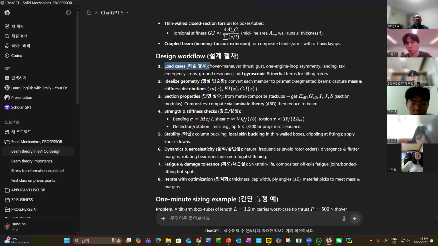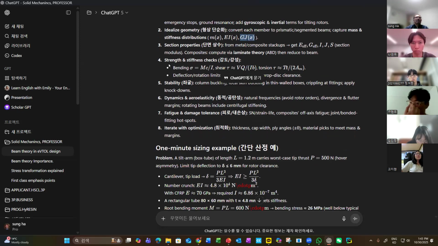So we always need to start by identifying the load and idealizing the geometry. That is called the modeling procedure. And then get EI as a function of x, and GJ for torsion. I didn't mention the torsion, but the structures can twist like this, not only bend. And see the strength and stiffness: the bending stress is the moment divided by I. This is how we calculate beam and torsion as well.